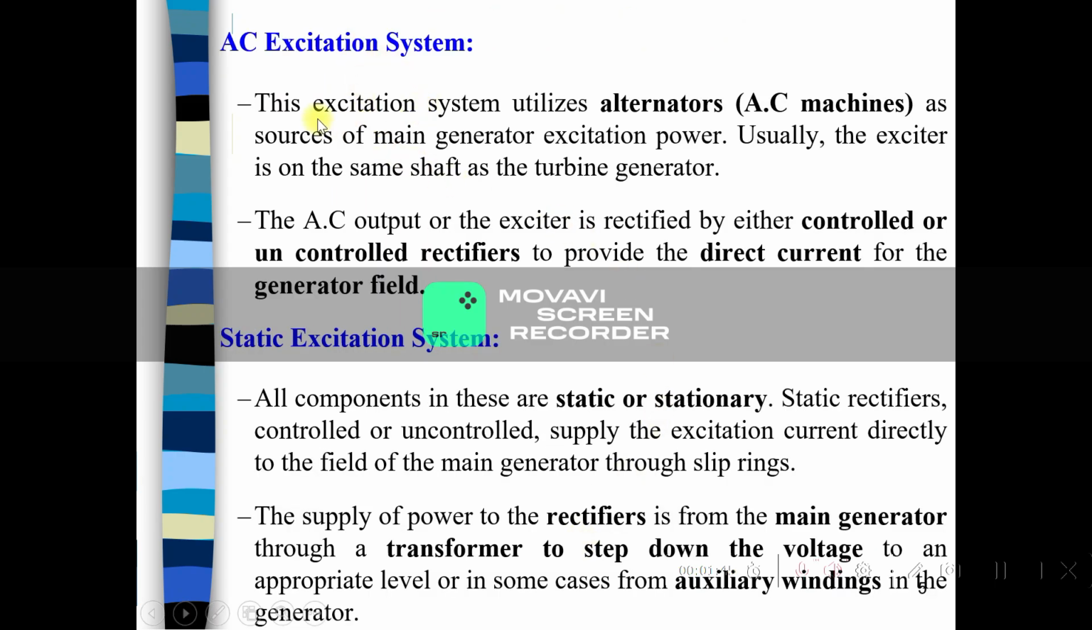AC excitation system: this excitation system utilizes an alternator, an AC machine, as a source of main generator excitation power. Static excitation: all the components in these are static or stationary. Static rectifiers, controlled or uncontrolled, supply the excitation current directly to the field of the main generator through slip rings.